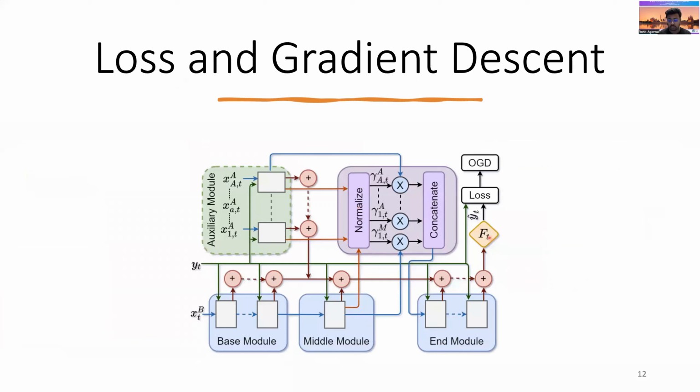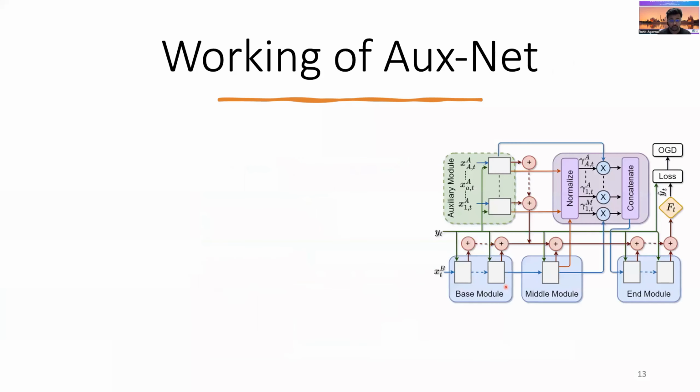The final prediction is given by multiplying the predictions of each layer with their importance parameters and summing them up. The final prediction f_t and the ground truth give us the loss. We apply OGT to update the parameters of each layer.